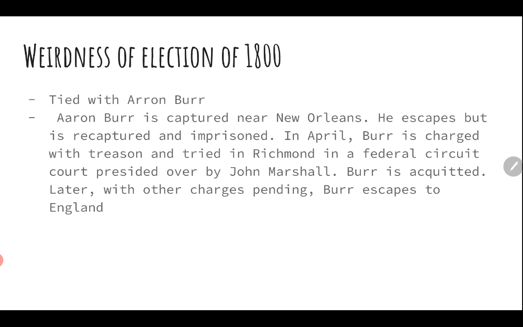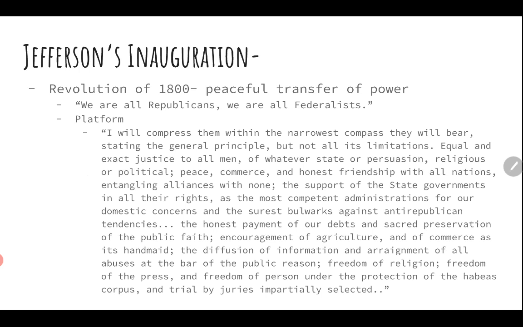So as we're going through, we talked about the weirdness of the election of 1800. Burr, after he gets in all this stuff with Hamilton and shoots him in an illegal duel, is vice president, and then he ends up basically going on the lam, running to New Orleans and doing a plot to take over the United States. I don't know, it's all very weird. Anyway, he escapes to England. Jefferson's inauguration is really where we're going to start in the framework of the DBQ.